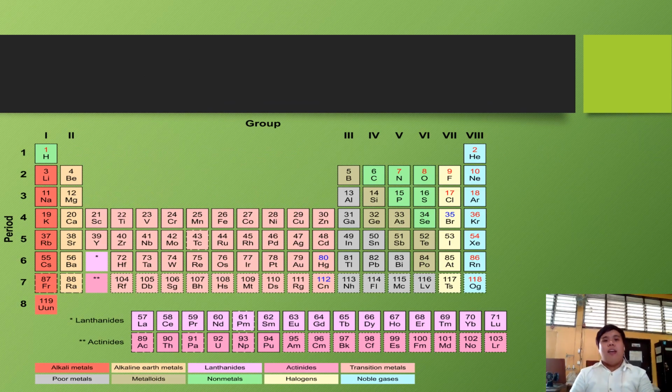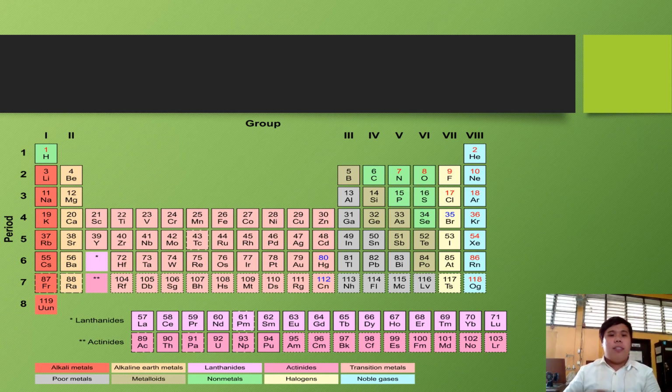So this shows the modern periodic table. At present, again, we discussed this last week, we have 118 elements. The 119th is not yet recognized by the IUPAC, or the International Union of Pure and Applied Chemistry. So therefore, we have 118 elements on our periodic table.